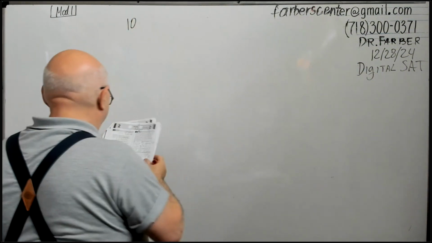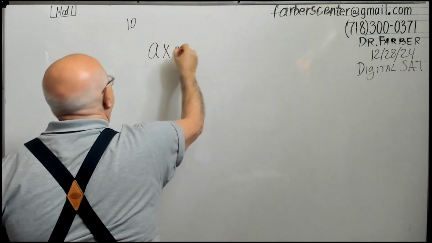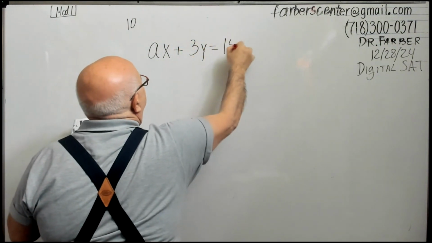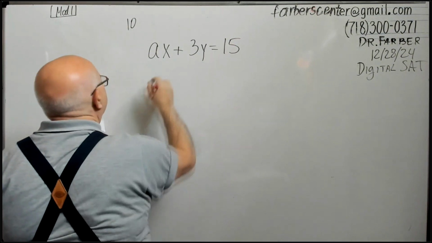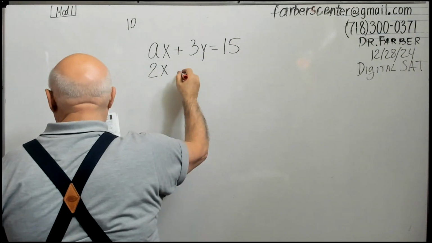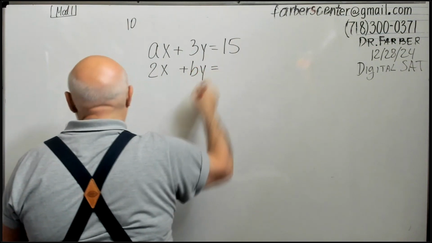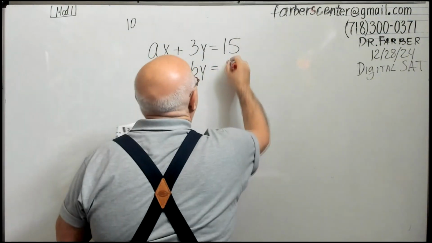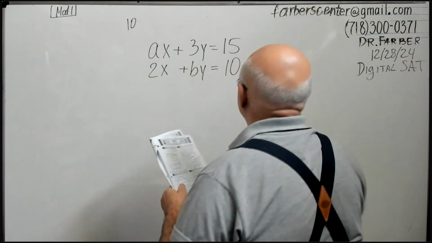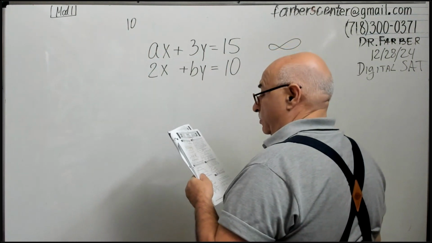In number 10, what do we have? We have a system of equations: ax plus 3y equals 15, and 2x plus by equals 10. Since I have infinitely many solutions, the following is true for a plus b.